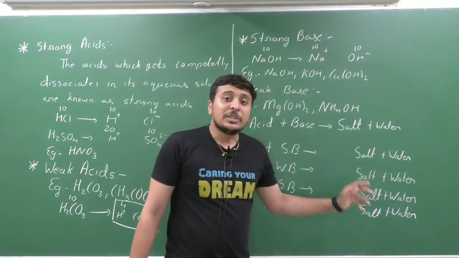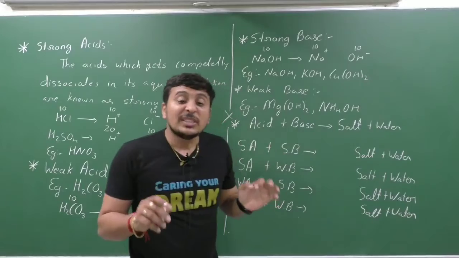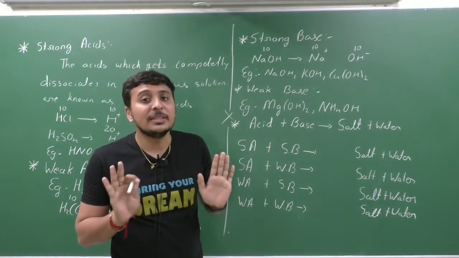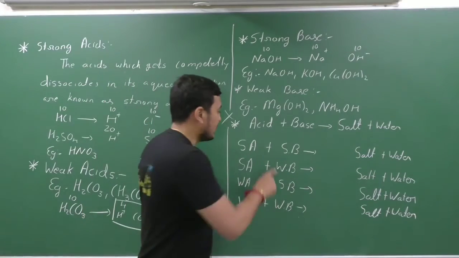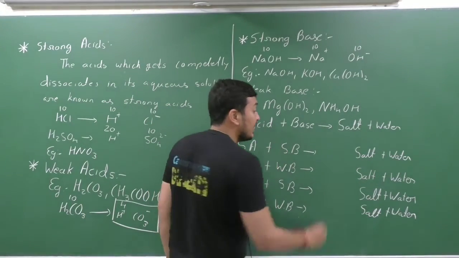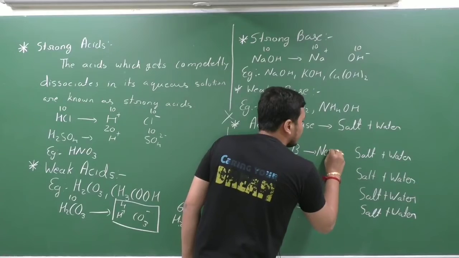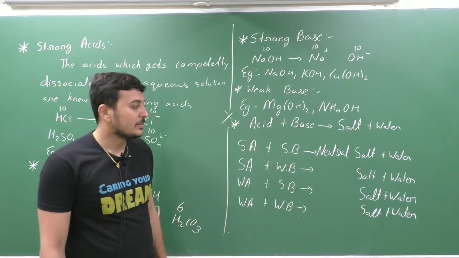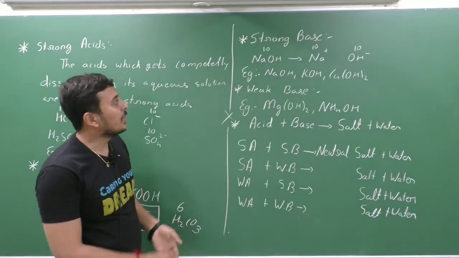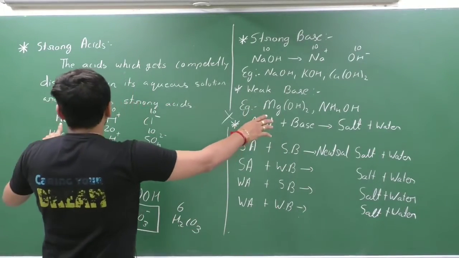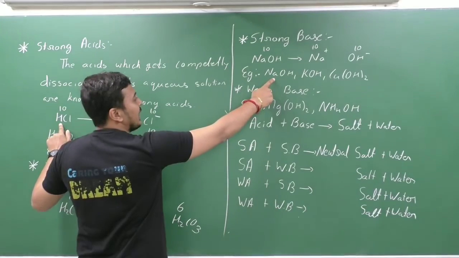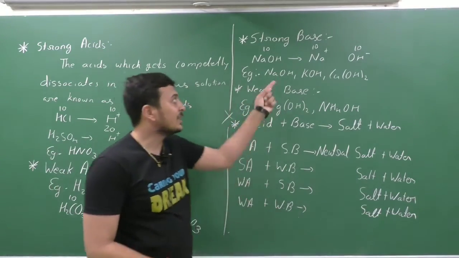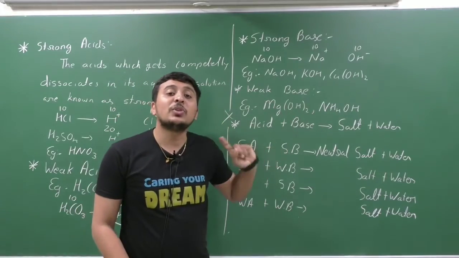All of them will form the salt and water, but salts are not always neutral. When strong acid reacts with strong base, it forms neutral salt. Quite simple. For example, when strong acid HCl reacts with strong base NaOH, the salt formed is NaCl, and that NaCl will be neutral salt because acid and base, both of them are strong.